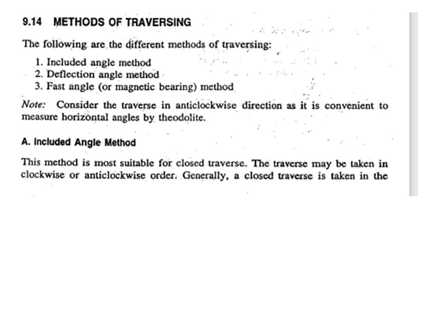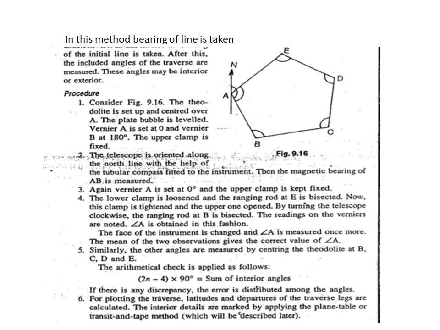Included angle method. This method is most suitable for closed traverse. The traverse may be taken in clockwise or anti-clockwise order. Generally, a closed traverse is taken in the anti-clockwise direction. In this method, bearing of line is taken. After this, the included angles of the traverse are measured. This angle may be interior or exterior. Please refer to figure 9.16.